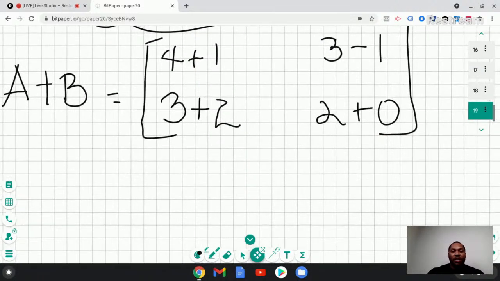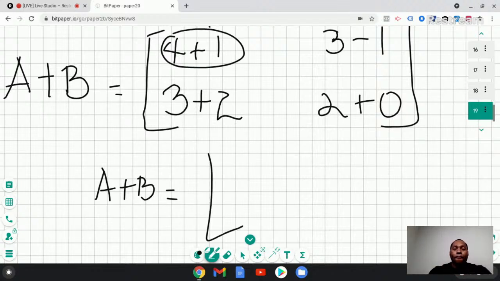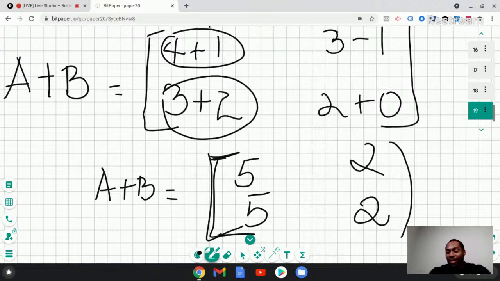1 plus 4 is 5. So A plus B is equal to 1 plus 4 is 5, 3 minus 1 is 2, 2 plus 3 is 5, 2 plus 2. Hopefully I didn't make a mistake on this. 2 plus 0 is 2. So 5, 2, 5, 2. So yeah, that should do it. And this is how you would do this first one.